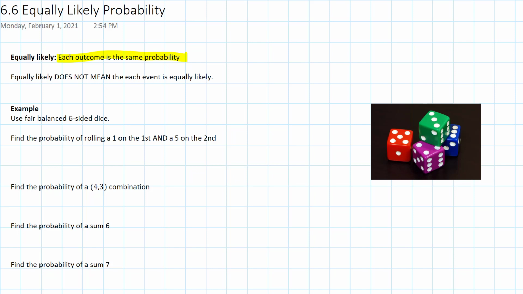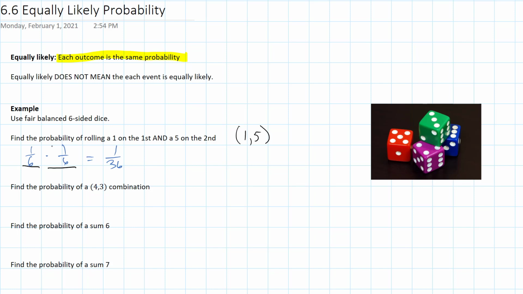So find the probability of rolling a 1 on the first and on the second. This is a little bit complicated. We need the probability of a 1 on the first and a 5 on the second roll. So we have two rolls that are going to happen, and we know that we have 1 out of 6 on the first and 1 out of 6 on the second because they don't affect each other at all. So that gives us a total of 1 out of 36 using the fundamental counting principle. So it's a 1 out of 36 chance of getting that combination.